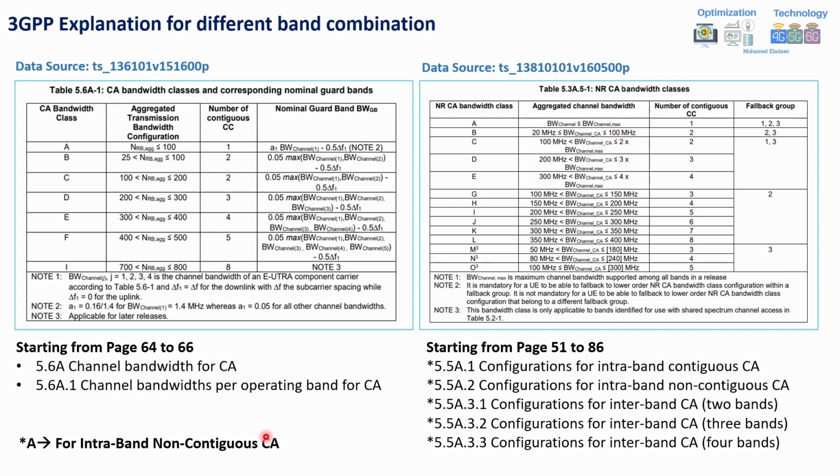Here I have just given some sources for the 3GPP reference, and if you want to go through more details, you can go through this one, like the number of pages and so on. Okay, next part now: how to read the carrier aggregation combination if you open any UE capability message.